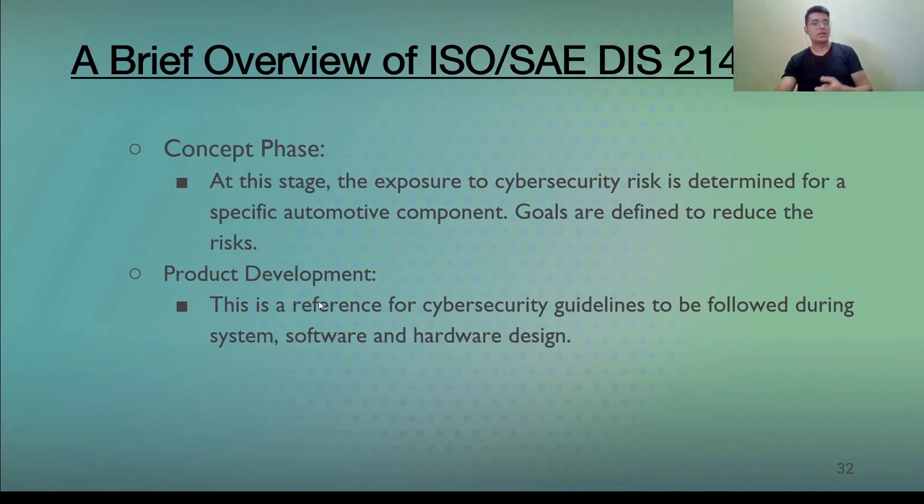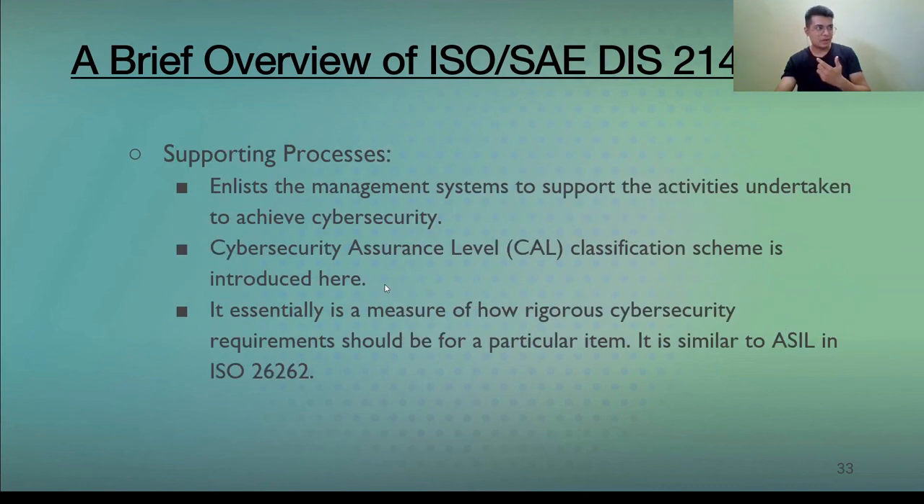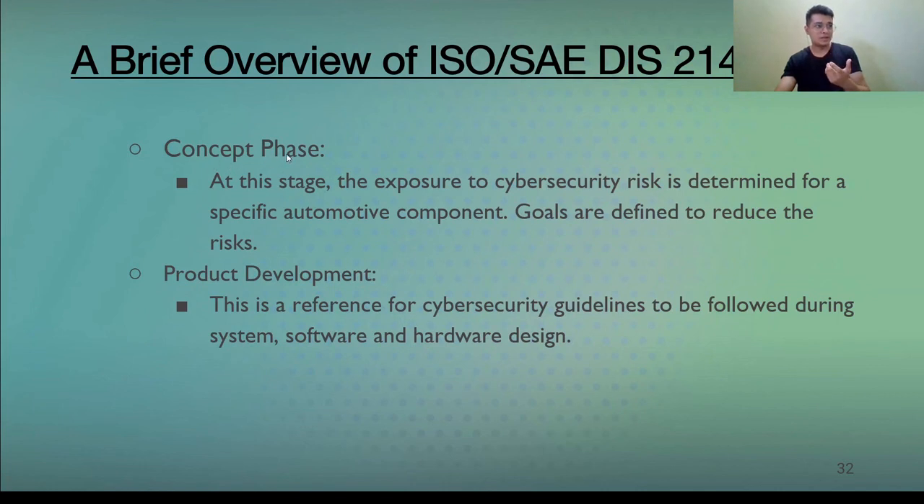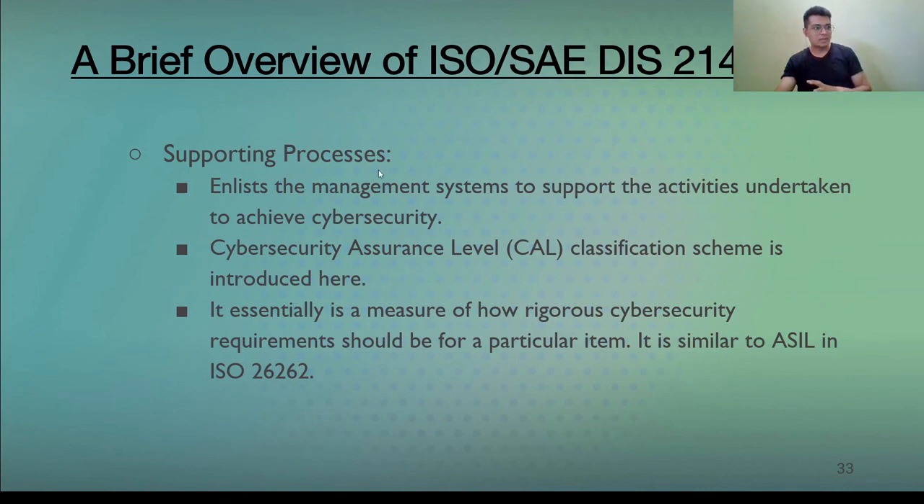If you talk about the contents, the most important points are that this ISO defines the concept phase, the product development phase, and the supporting process phase. The concept phase is when you define your goals and your cybersecurity requirements, what you actually need to implement in your ECU, and product development is when you actually implement those requirements and test them. This is your product development phase. And the supporting process defines and lists the management system to support.